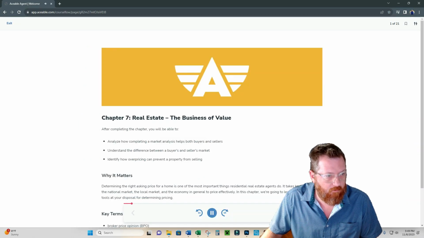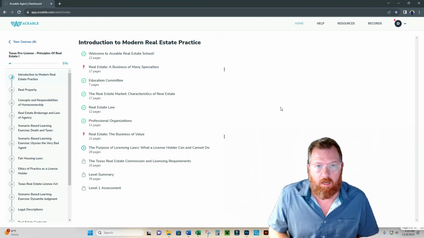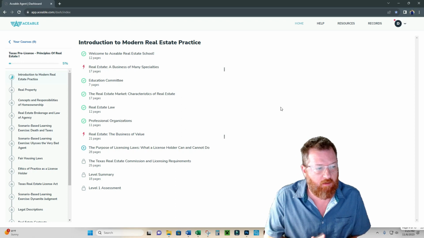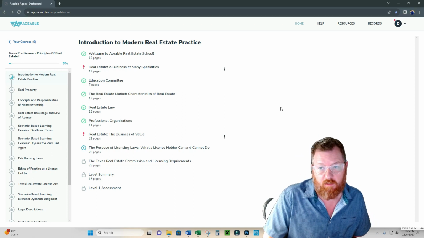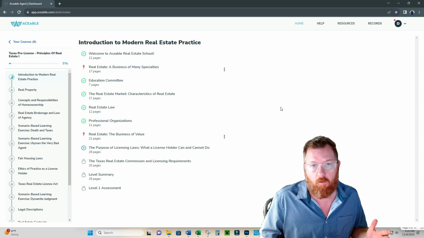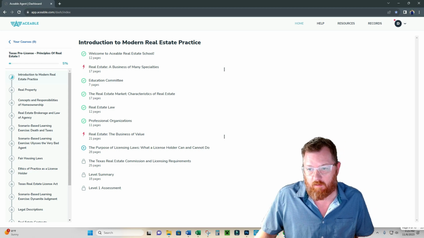Chapter 7, Real Estate, the Business of Value. All right, guys, recap on Chapter 7, The Business of Value. This was a great section, lots of good information. We start off with how do we value a property? What is a valuation and what does it mean?